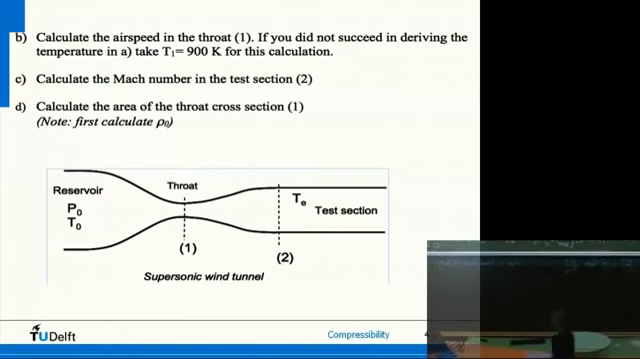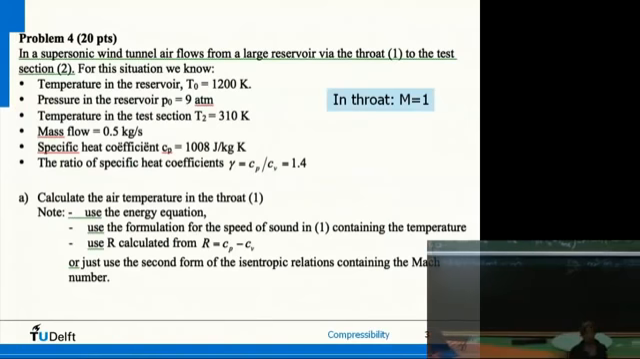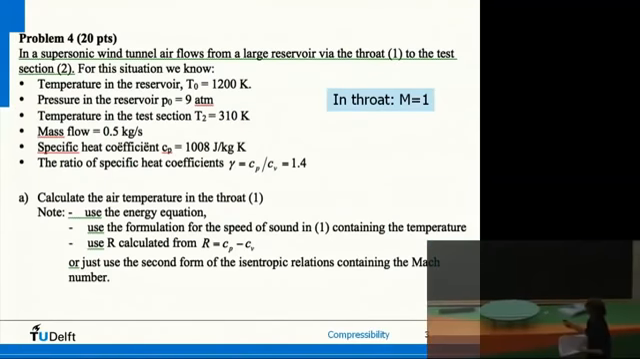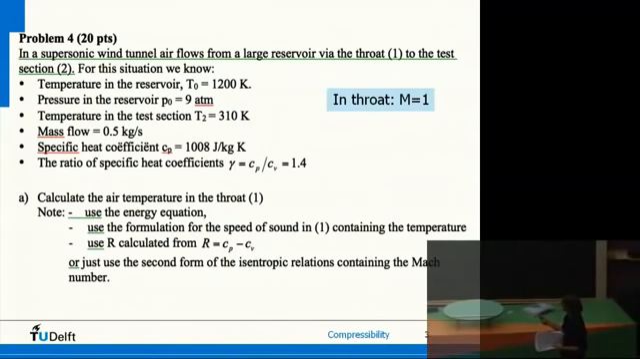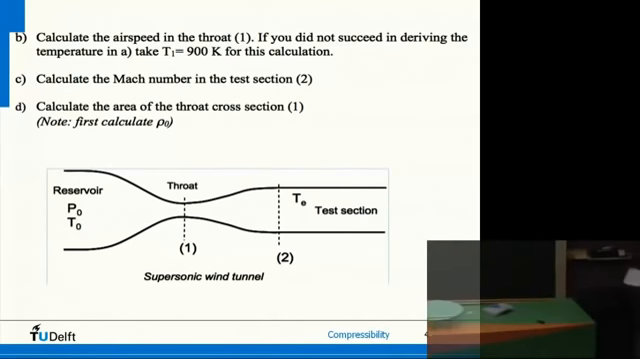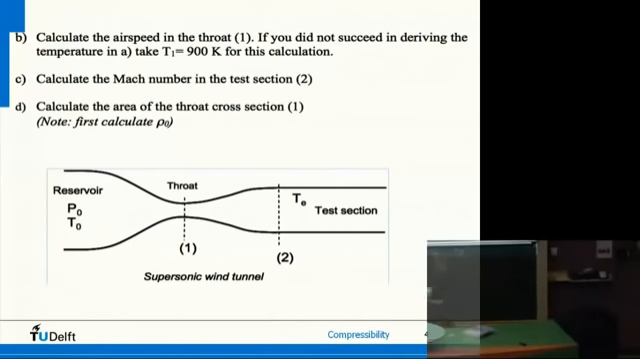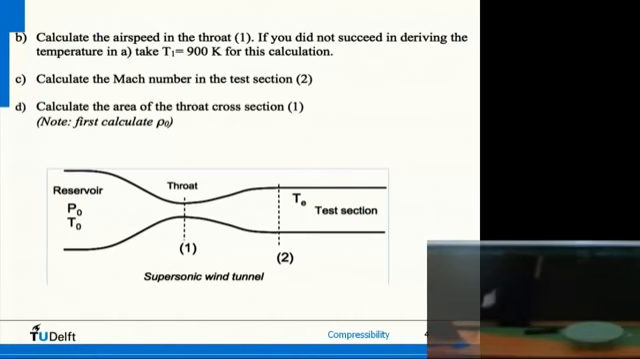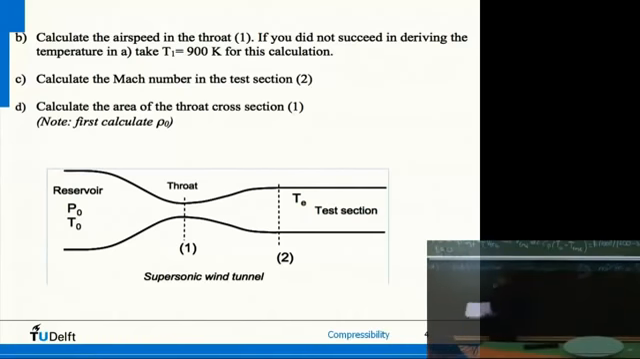Do we have information about the mass flow? Excellent. 0.5. So indeed, we can solve this question now because we have 0.5. Where do we have 0.5? Everywhere. It's constant. Area of the throat in the cross-section. Well, then, of course, this one is given.